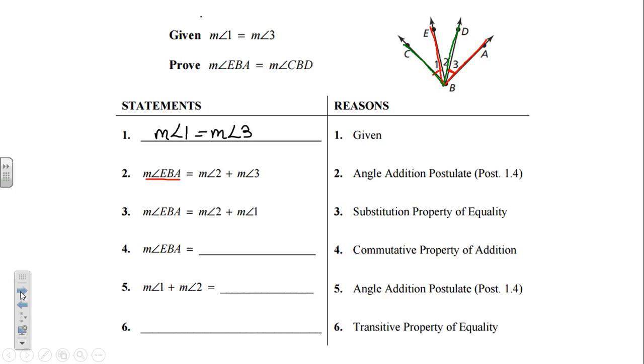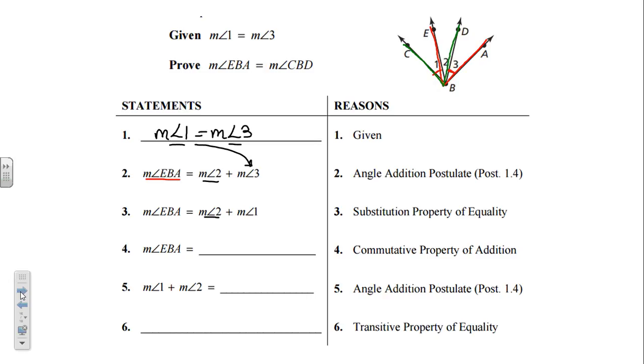Okay, and the next one was EBA equals 2 plus 1. So from these two pieces, EBA is 2 plus 3. 1 equals 3. So do you see that they just substituted 1 in for 3? Okay, that's substitution. These two are equal, and these two are equal. So in place of 3, they put 1. Okay?